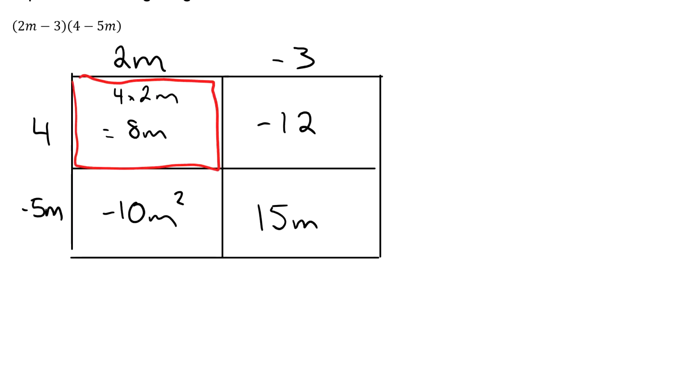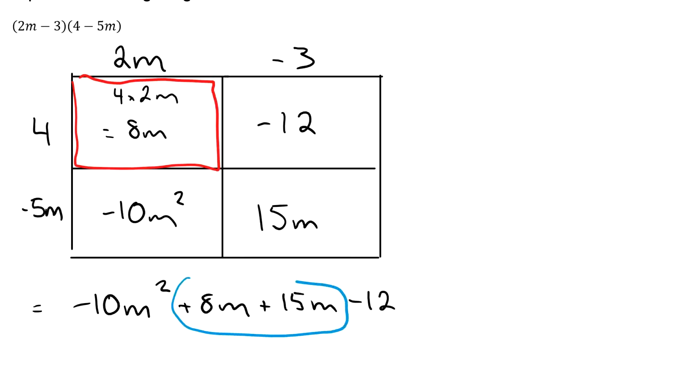Right, then we can write these terms out. I like to always have your highest power first, so we're going to have negative 10m squared. Then we can add our m's, so 8m, 15m, and then finally we write our constant down, the negative 12. We then look for our like terms like we did previously, and you'll notice that we have our m's here. So negative 10m squared plus 23m minus 12. So both ways work, it is up to you. I suggest practicing both until you find which you prefer.